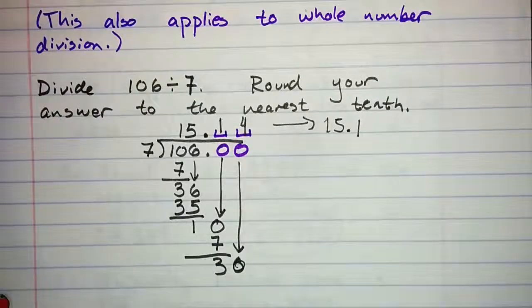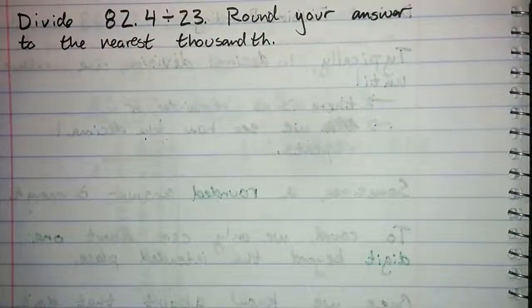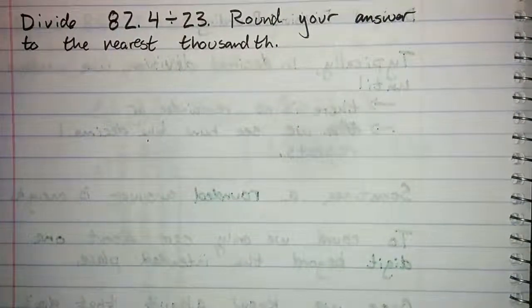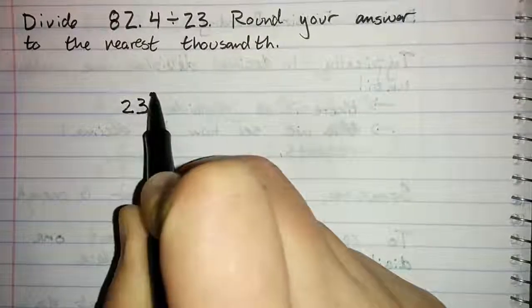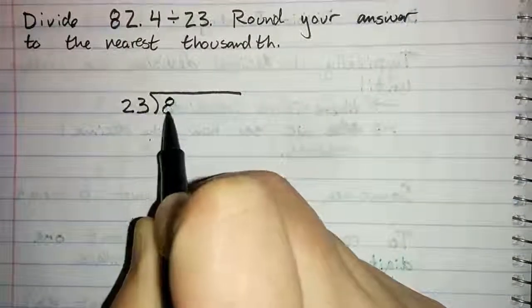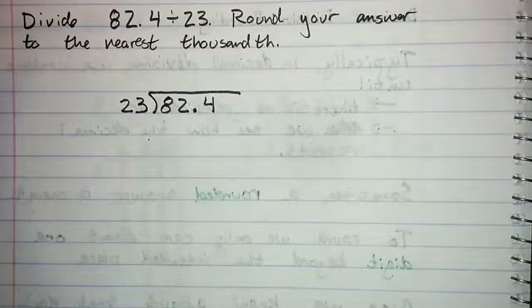I'm going to give you one of these to try now. Divide 82.4 by 23. Round your answer to the nearest thousandth. Pause the video and try this now. Alright, so I'll be dividing 23 into 82.4.